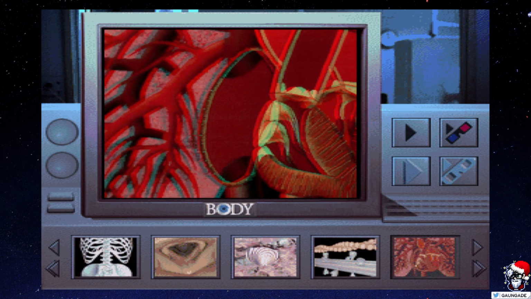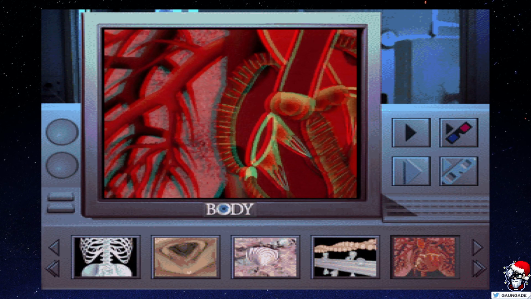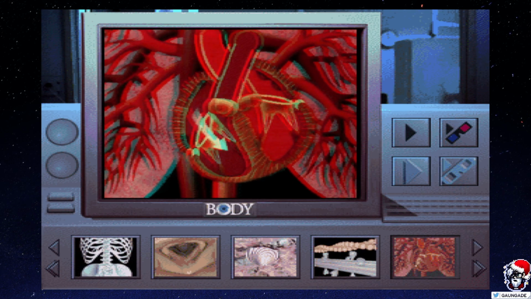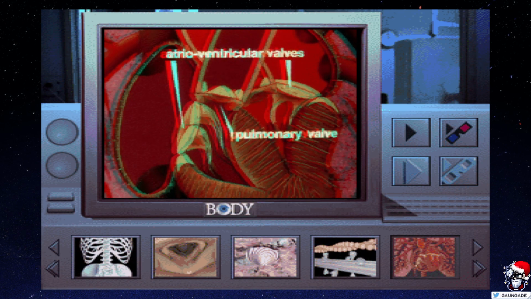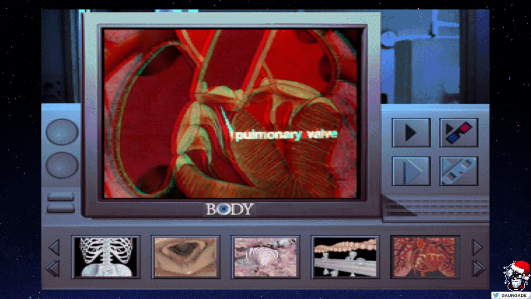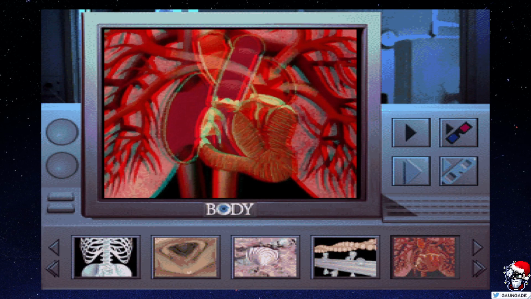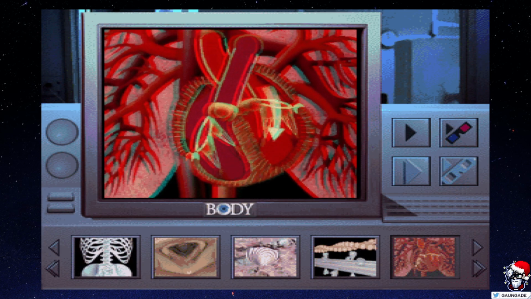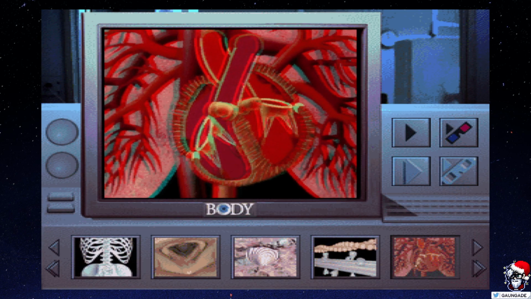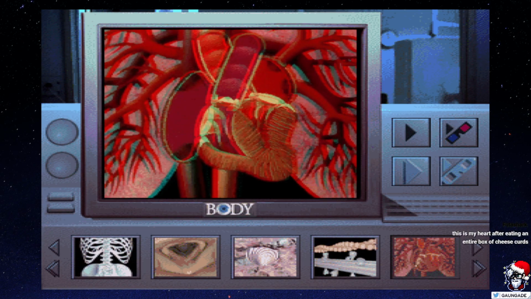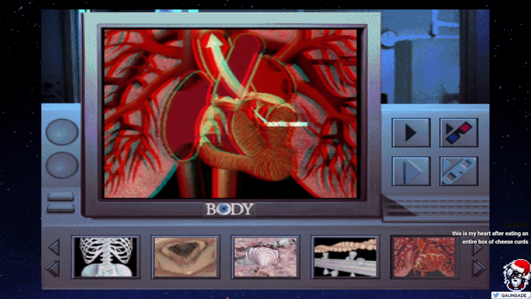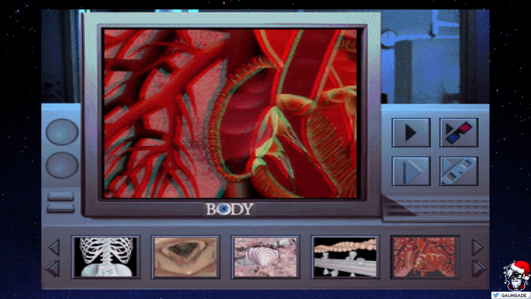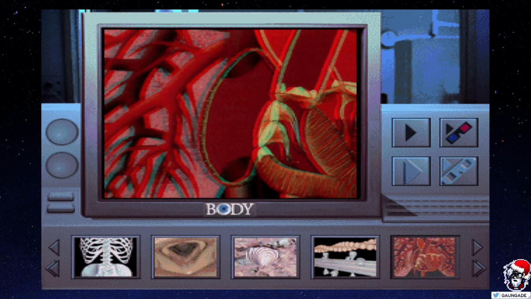Right atrium. Tricuspid valve. Right ventricle. It's so gross. Atrioventricular valves. Pulmonary valve. Pulmonary artery. Left atrium. Left ventricle. Aortic valve. Aorta. There. Right atrium.